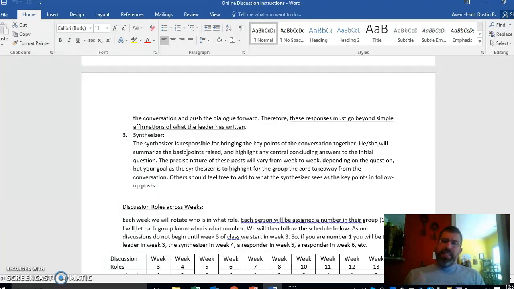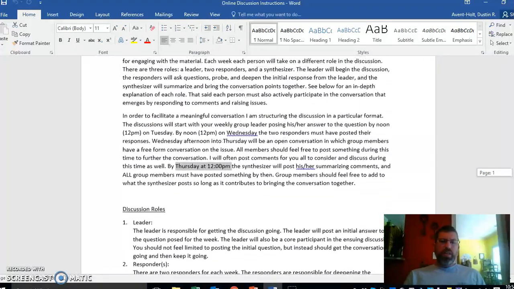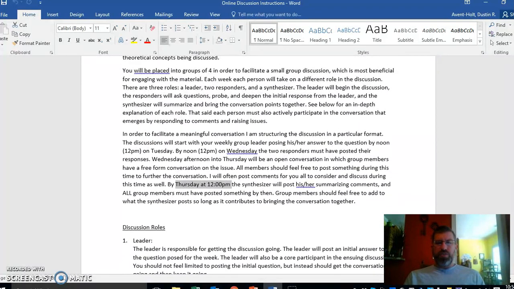So the precise nature of especially the synthesizer's post is going to vary from week to week depending on what the question is and depending on how the conversation has gone. But remember, your goal as the synthesizer is to highlight for the group what the core takeaway points from the conversation are. And then others after that can feel free to chime back into the discussion board, clarify what the synthesizer has said, and just come to some agreement on what we see as the key salient points to take away.